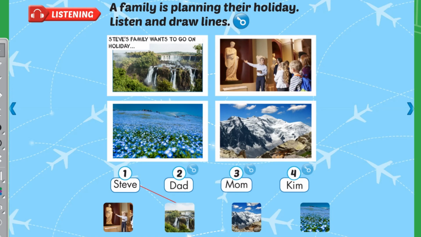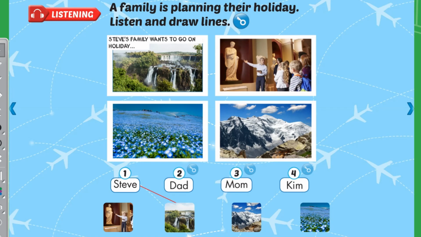4. And Kim, where do you want to go? I want to go to Germany and see the museums. Oh yes, there are so many, especially in Berlin.